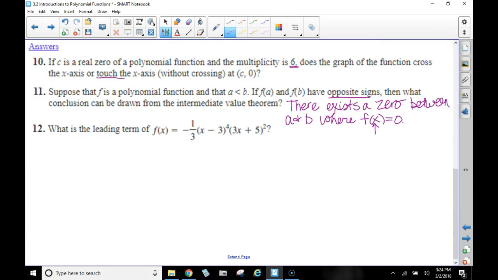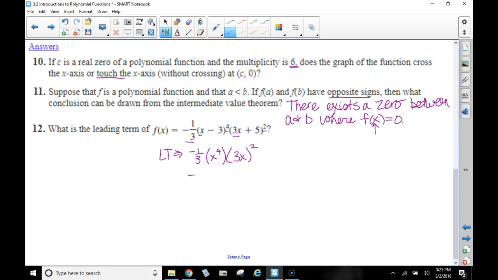On this one, what's the leading term of something like this? The leading term can be found by just considering the negative 1/3 for that factor times the x to the 4th for that factor times the 3x squared for that factor. All right?